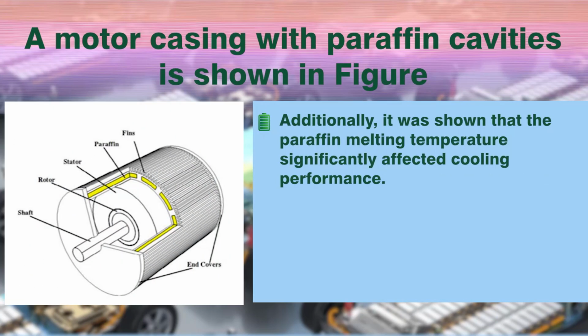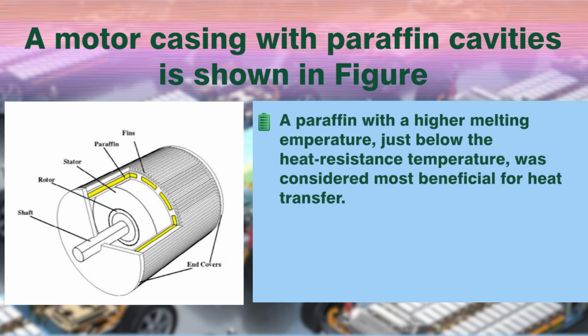Additionally, the paraffin melting temperature also significantly affects the cooling performance, and if we choose a higher melting temperature of the paraffin just below the heat resistance temperature, it will be even more beneficial for heat transfer. Further, we can also have heat pipes in the casing. If it is incorporated, that also will reduce the temperature of the winding, making it more efficient for operation.